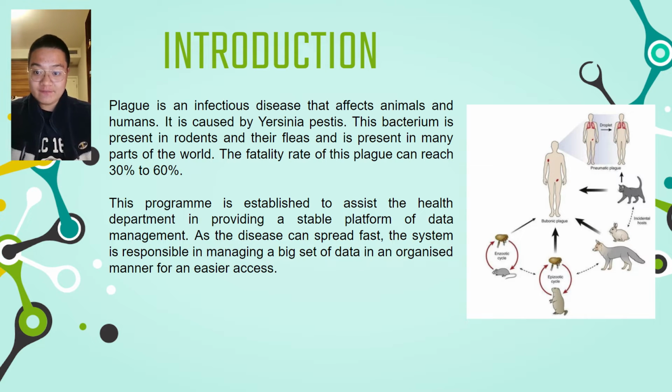The plague is an infectious disease that affects animals and humans. It's caused by Yersinia pestis. The bacteria is present in rodents and therefore present in many parts of the world. The fatality rate of the plague can reach 13% and 16%.